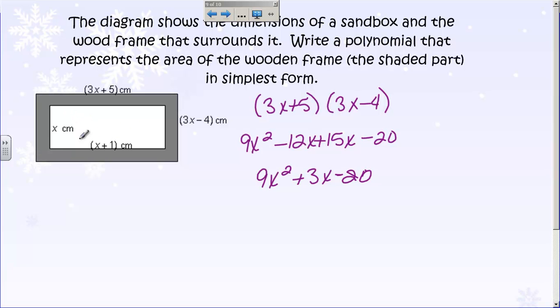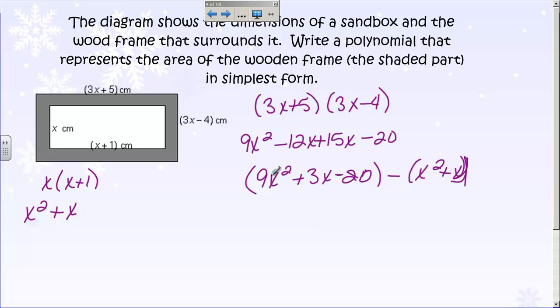Now I've got to do this little rectangle in the middle. This one's a little simpler because it's just a monomial times a binomial, so it's what we did today in class. So this comes out to be x squared plus x. But now I have to subtract this and this. So I have to do this minus this. So 9x squared minus 1x squared is 8x squared. And then 3x minus x is 2x. And then the 20 just gets to come along for the ride. And so there is your polynomial for the shaded region that has to go with that problem.